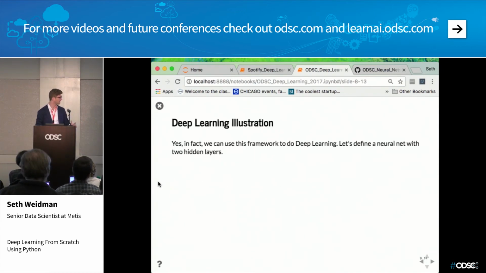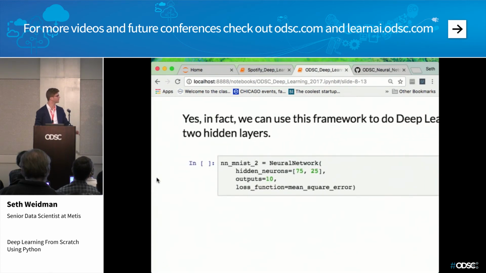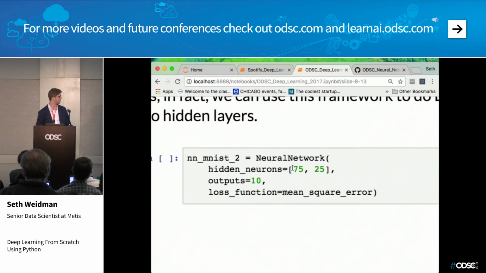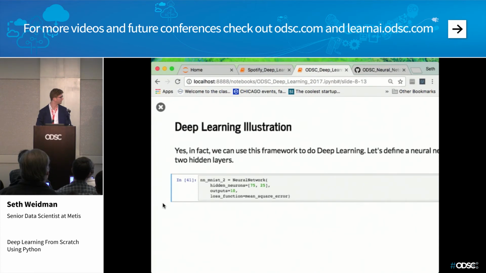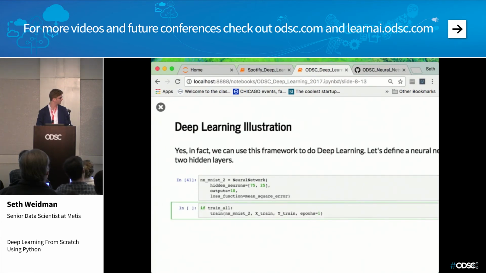Now we'll actually get into some tricks. But actually, before we get into the tricks, first I'll show you that this does in fact do deep learning. You can in fact have multiple hidden layers in this framework without importing Keras or TensorFlow or anything like that. And this can actually learn things like how to predict which digit a handwritten digit is. So this is a neural net with multiple hidden layers. The first hidden layer has 75 neurons. The second hidden layer has 25 neurons. And we got 10 outputs. And there we go. Let's train that.